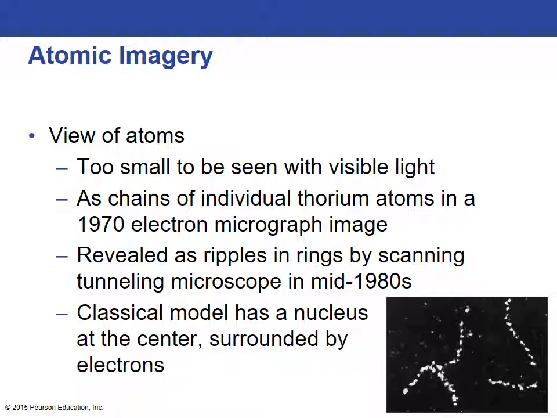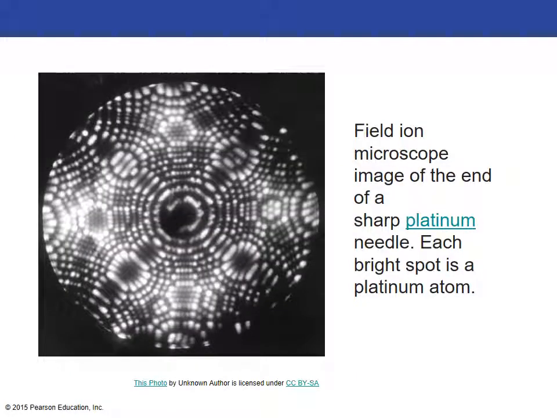So our classical model with a nucleus surrounded by electrons is not supported by the images that we get. Here's a better image, and this is the end of a platinum needle in an electron microscope of some sort, attributed to a field ion microscope. Each bright spot there is in fact a platinum atom at the end of this needle. So we don't see them, we see the evidence of them, we see the reflections of them.